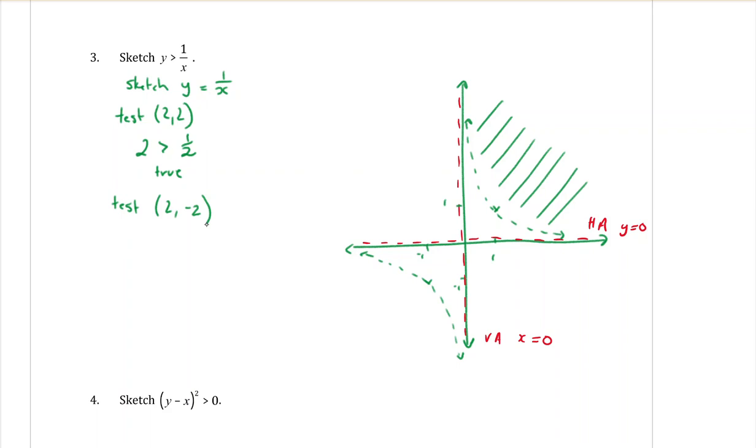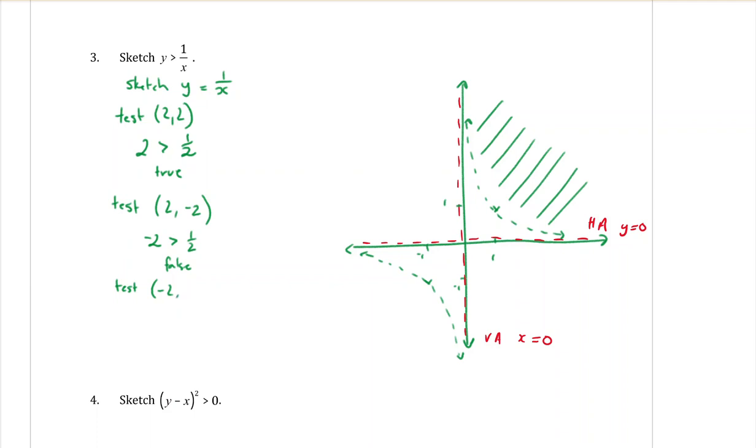So let's test 2, negative 2. So y is negative 2 is greater than a half. Is that true or false? False, okay, so there's not going to be anything in there. Let's try the next section.